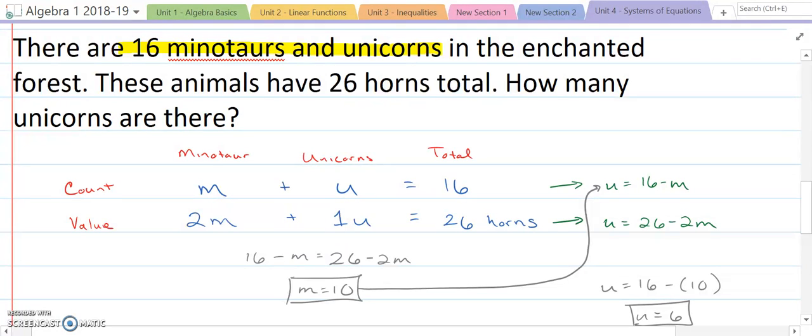Man, that was cool. That was a lot of information. We talked about the 16 minotaurs and unicorns, but we also had a whole separate equation to talk about the fact they had 26 horns. We're going to see the same type of thing happen in this next question. Here it is.